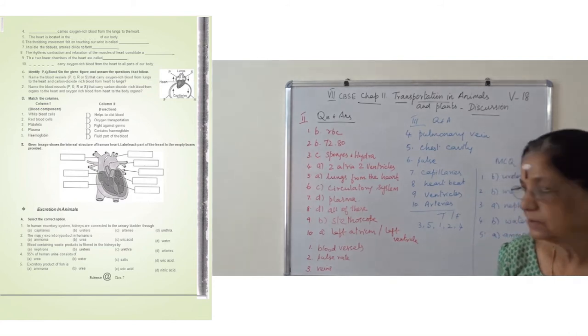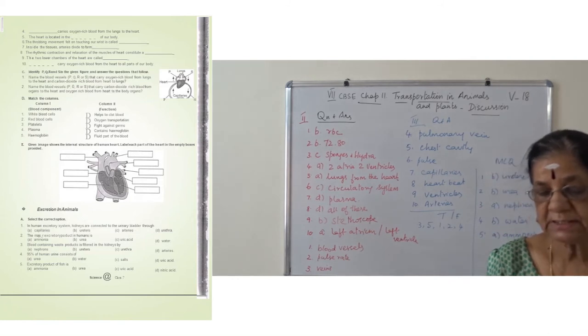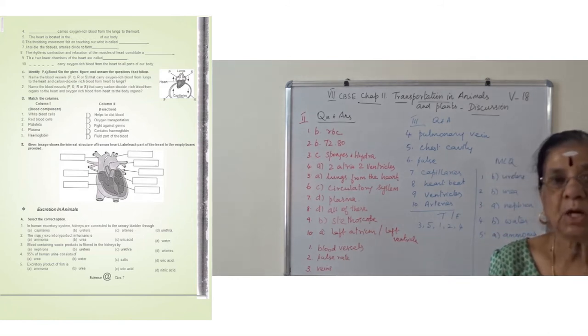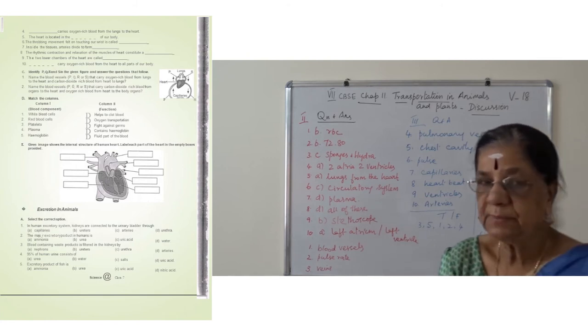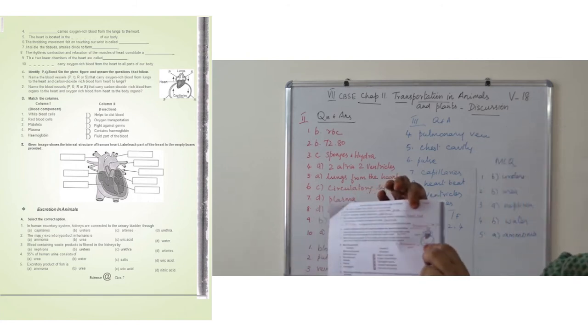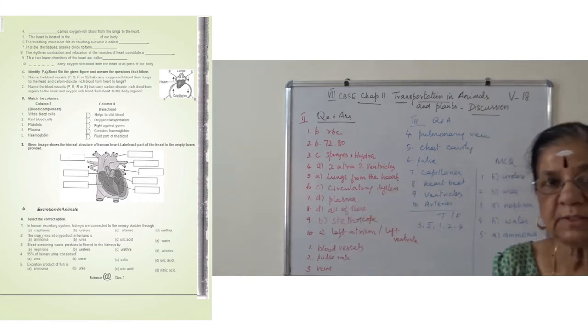Then tenth, fill in the blank: arteries carry oxygen-rich blood from the heart to all parts of the body. I repeat, arteries carry oxygen-rich blood from the heart to all parts of the body. I hope I am clear. Then identify P, Q, R and S in the given figure. In the figure, P is pulmonary artery.